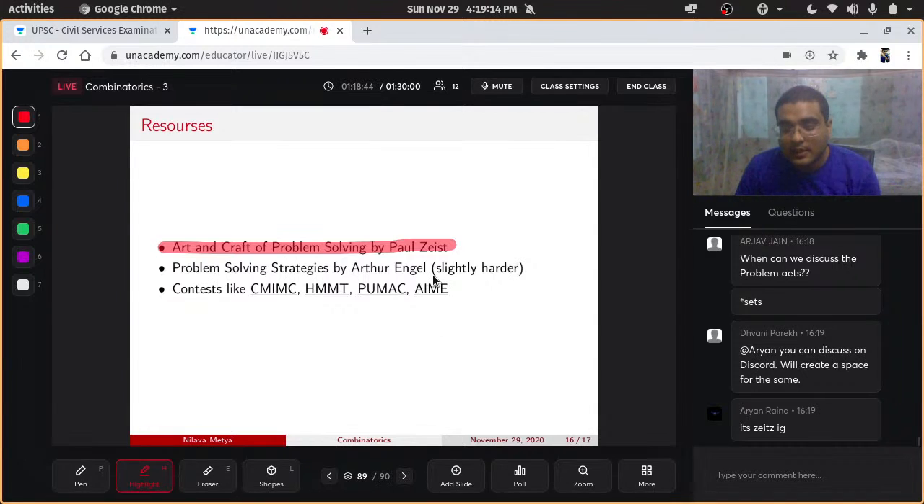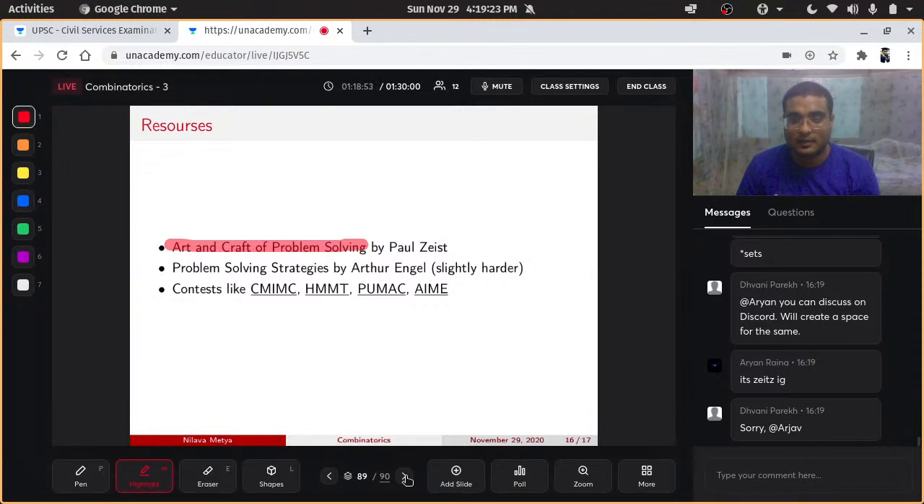Is my spelling incorrect? The name of the book is Art and Craft of Problem Solving. Right, the spelling is incorrect.